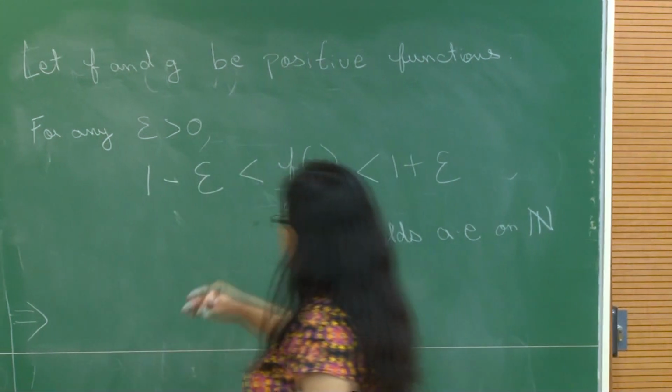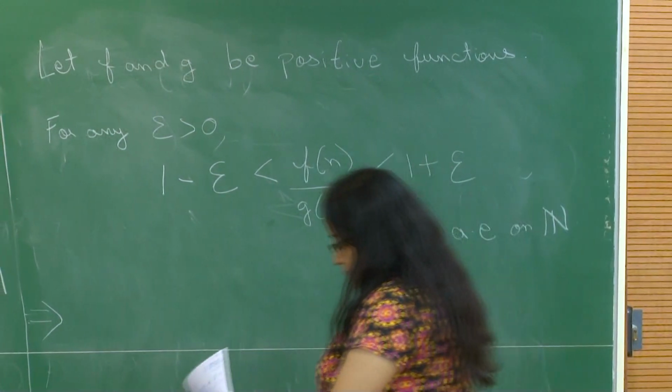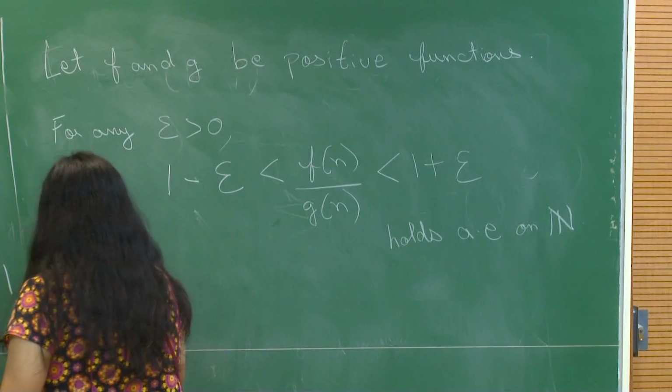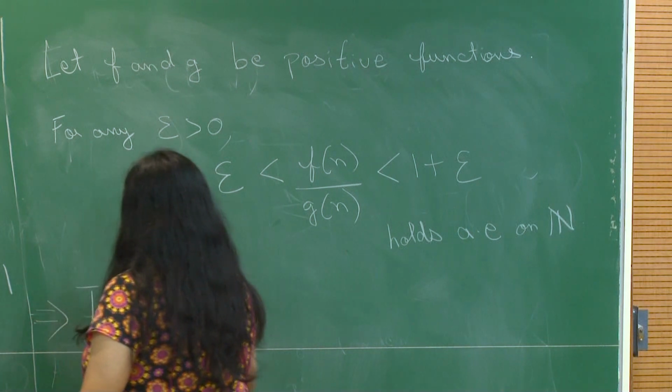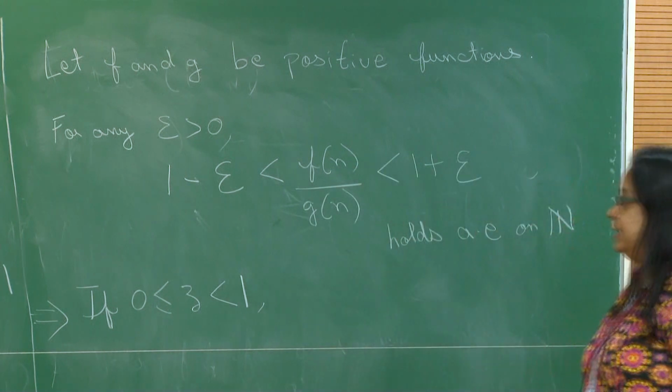Now, from this you deduce a really nice property, which is the following. Suppose you have some number which is strictly less than 1.